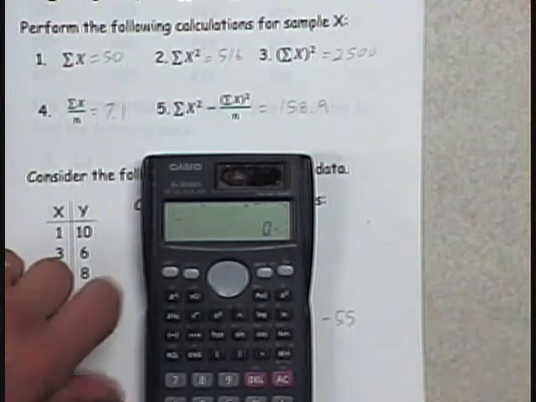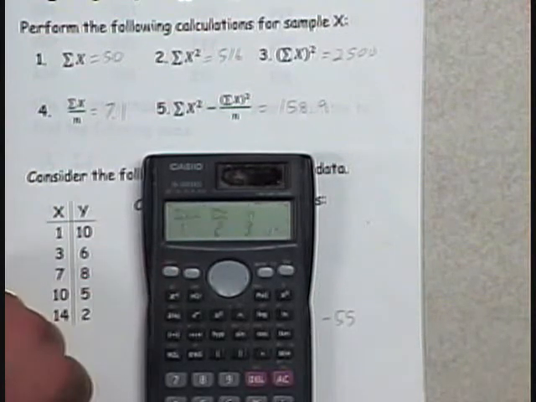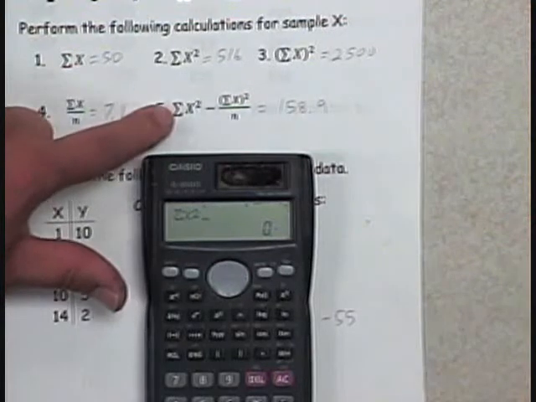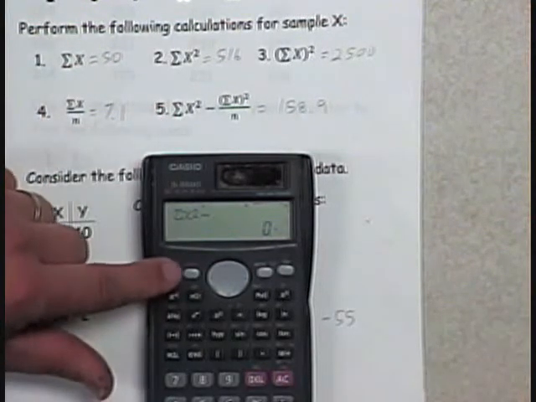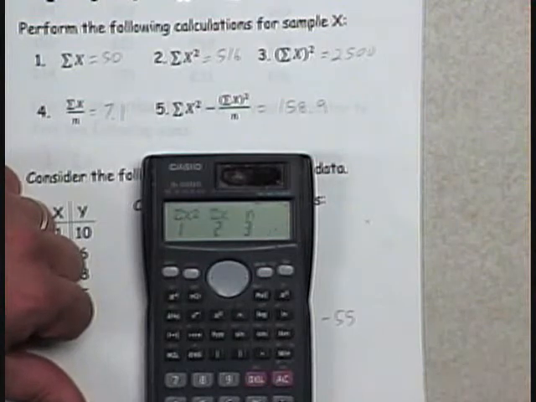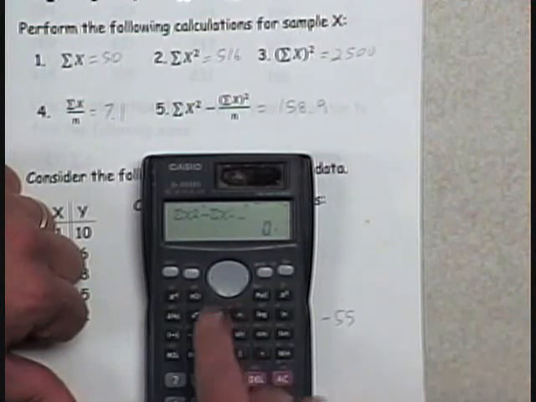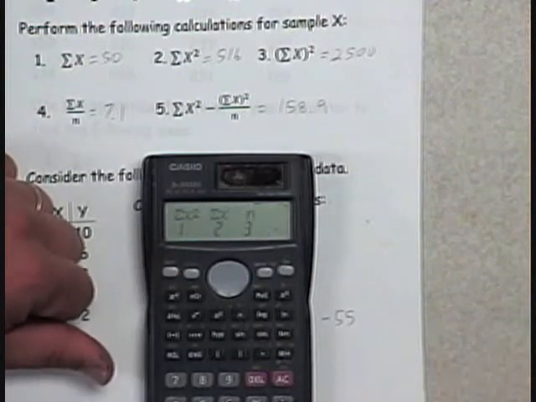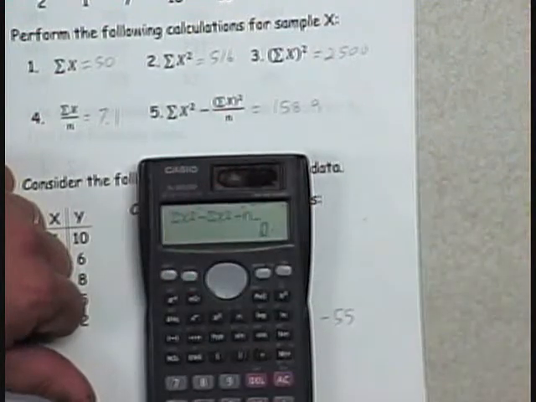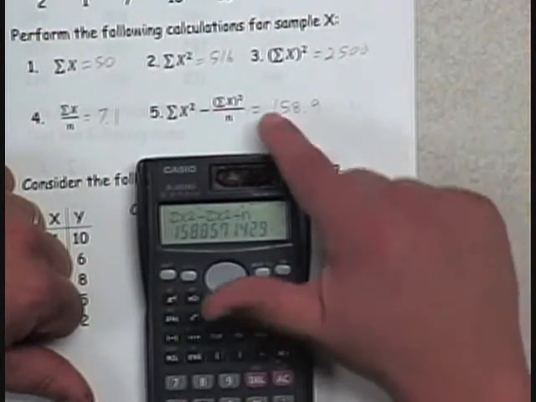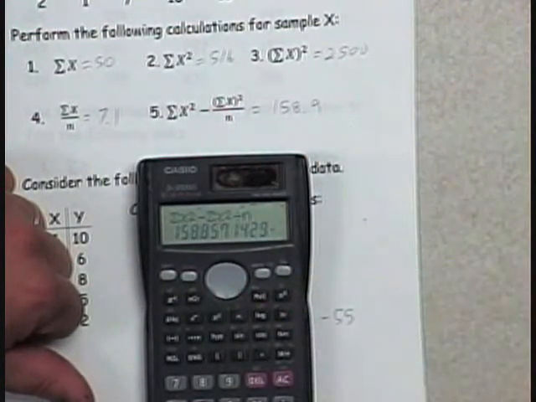But look, what I can do here is I can do shift 1, 1, and I get this, sum of x squared. I hit minus, and then I can do shift 1, 2, and then I square that. And then I hit divide by, shift 1, 3, and that's the n. And so I have this formula in there now, and I will get that number, 158.9, when you round to one decimal place. So let me show you.